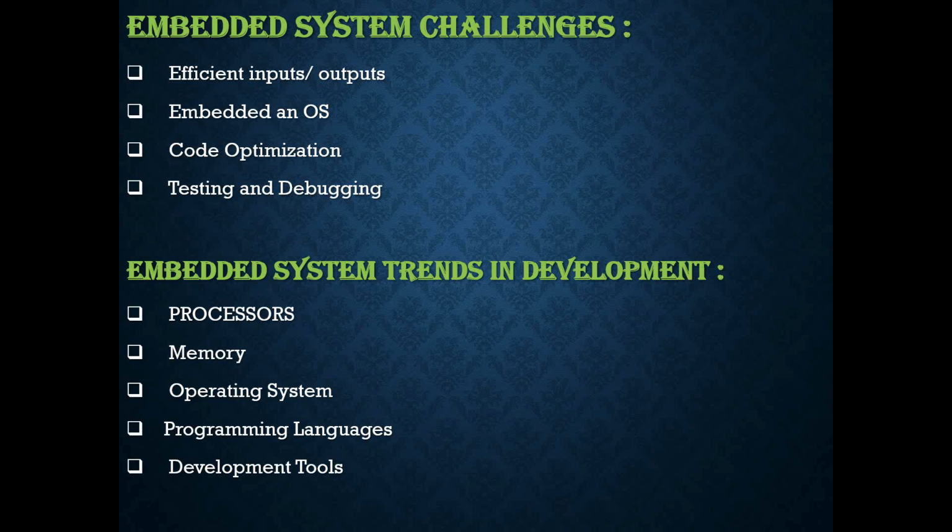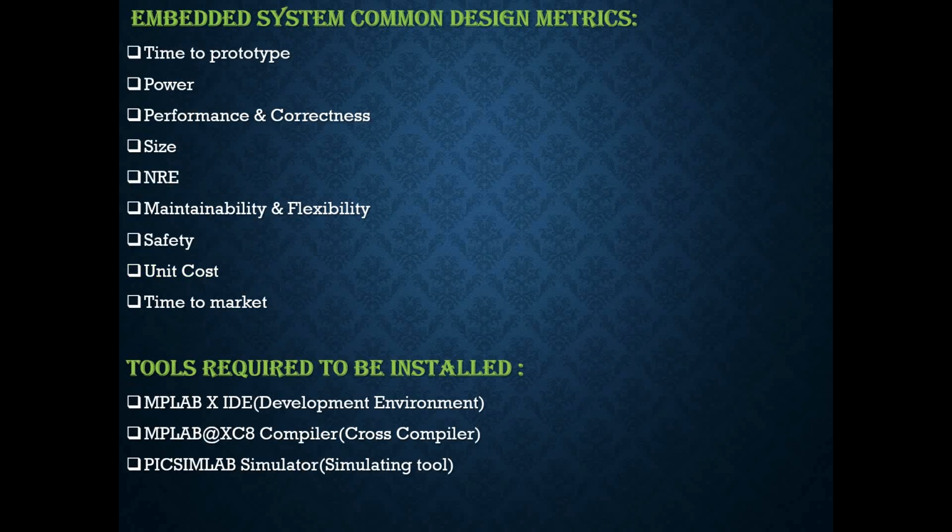And now, embedded system trends in development. When we need to develop an embedded system, we need the processors, memory, operating system, programming language, and development tools. Embedded system common design metrics: time to prototype, power, performance and correctness, size, NRE, maintainability and flexibility, safety, time to market, unit cost. They are the system common design metrics.